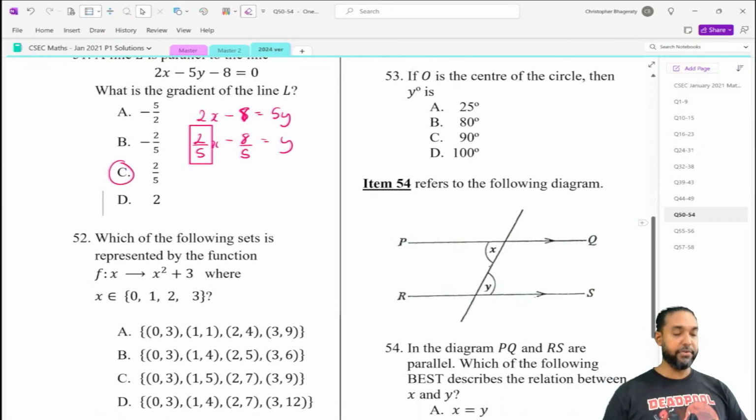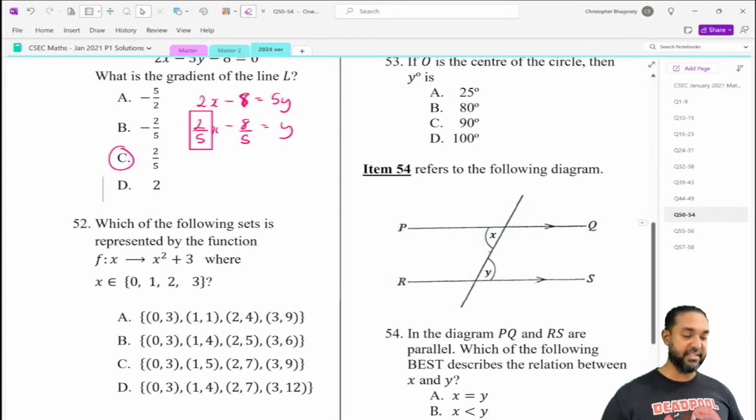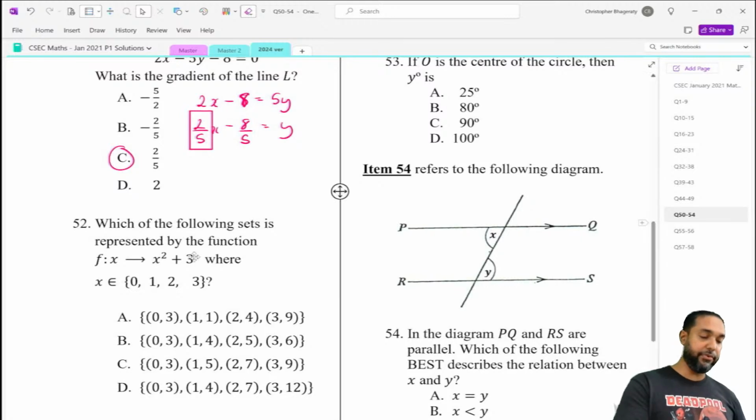Right, 53. Which of the following sets is represented by that? Well, we saw this in a previous paper too. If you took the 3 squared, that is 9, and 9 plus 3 is 12. And the only option that has 3 mapped onto 12 is option D.